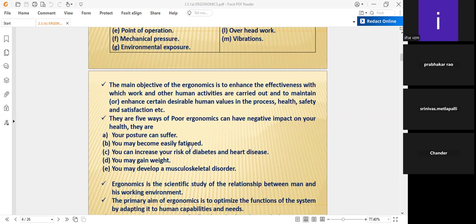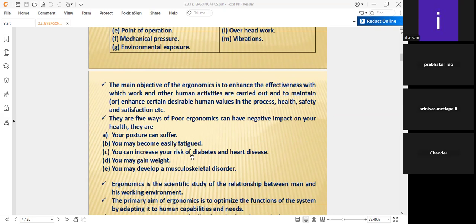You become easily fatigued. That means they are easily tired. Fatigue means they are tired also. They become tired when the load carrying is more, or the work environment is not good, or they are worried, or they are weak fellows. We have to see that these are the poor ergonomics.